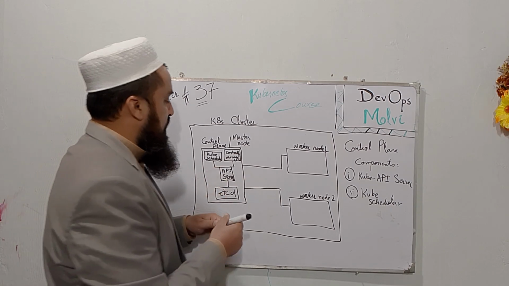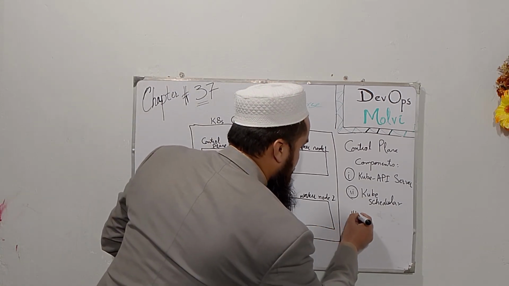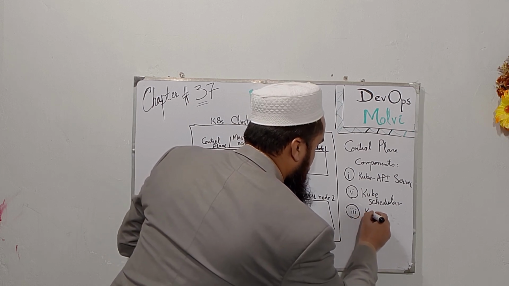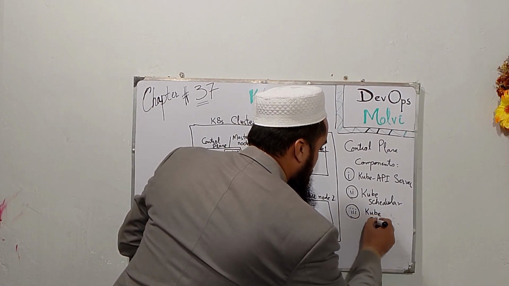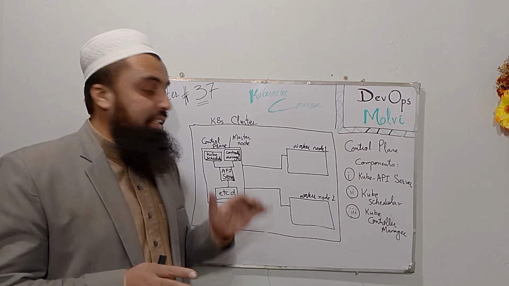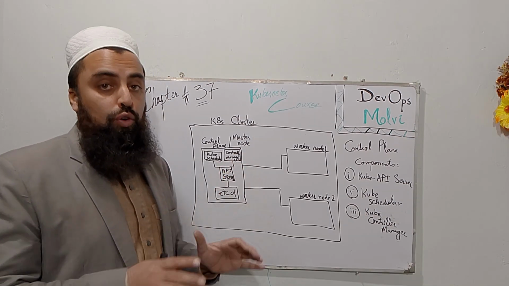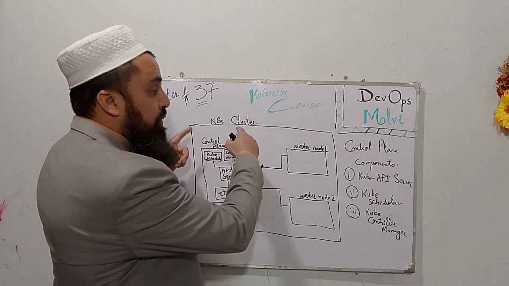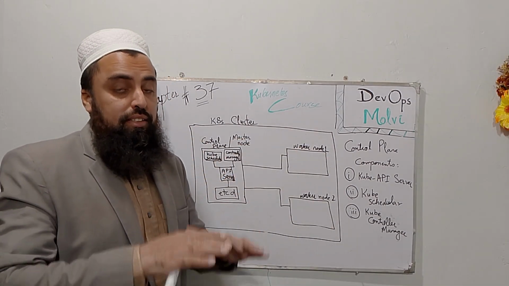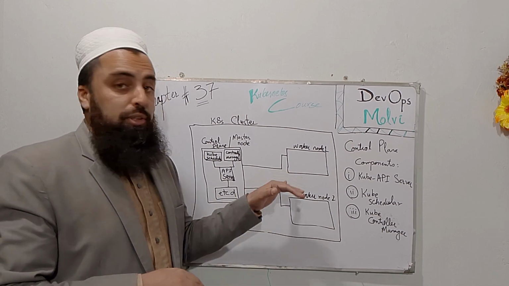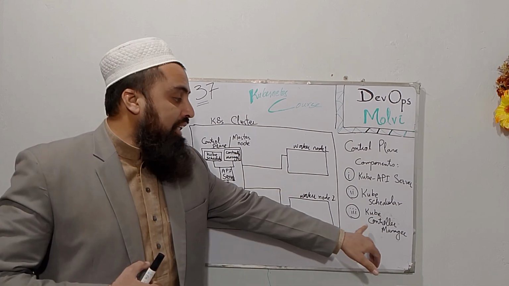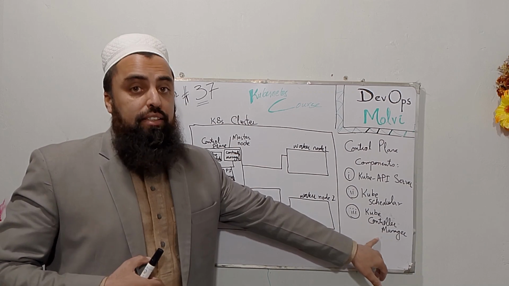Alright guys, the third component is the controller manager. This is our Kube controller manager. Since we know that this master node or the control plane is responsible for the whole cluster, it has to keep the cluster stable. So it is responsible for the cluster's health and stability, and that's what Kube controller manager does.